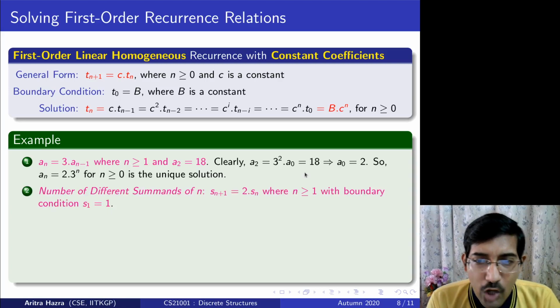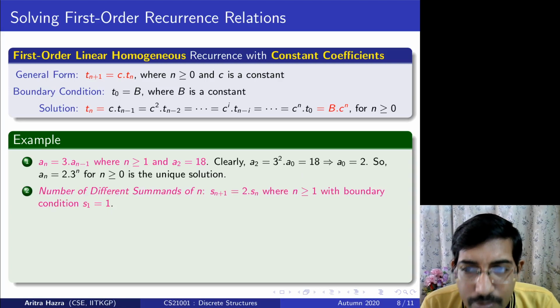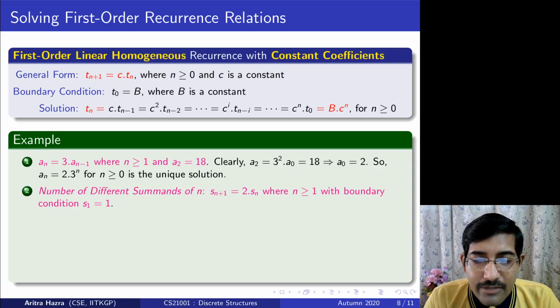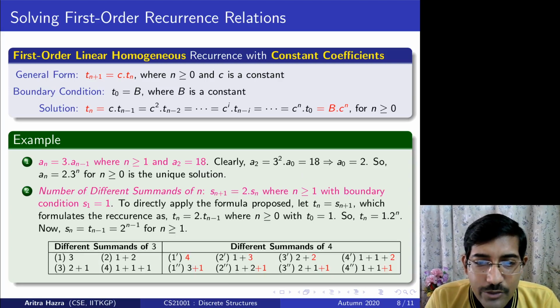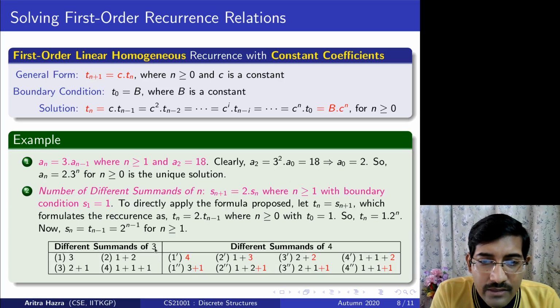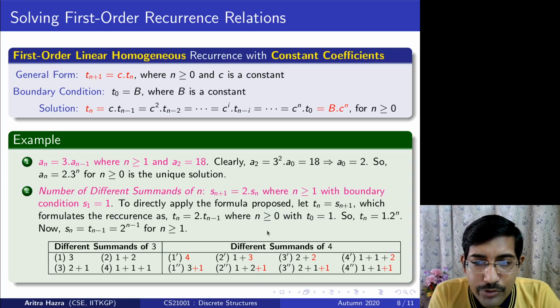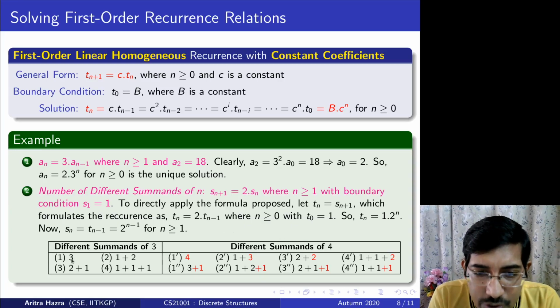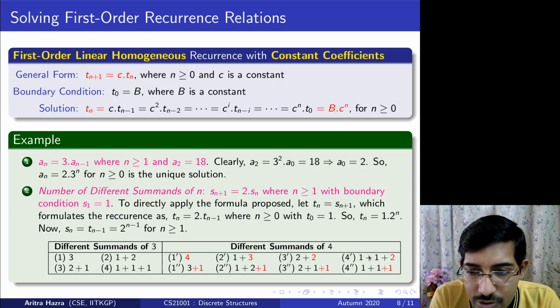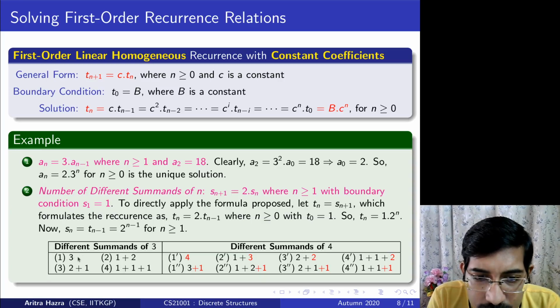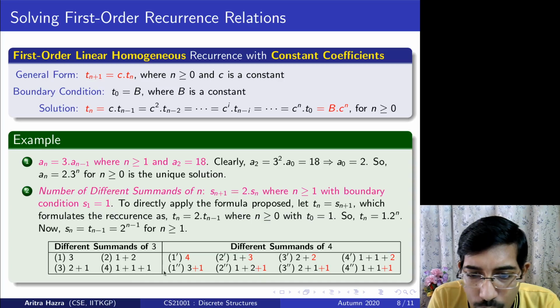Practical problem: how many different summands of n are there? If you remember, in many of the counting lectures, we tried to show you the summands. The different summands of 3 become 3, 1 plus 2, 2 plus 1, and so on. When we try to compute the summands of 4, one way would be to add 1 to the first element of each summand of 3: 1 plus 3, 2 plus 2, 1 plus 1 plus 2. That is the first row. The second way is to just append plus 1 to everything: 3 plus 1, 1 plus 2 plus 1, 2 plus 1 plus 1, and 4 ones.